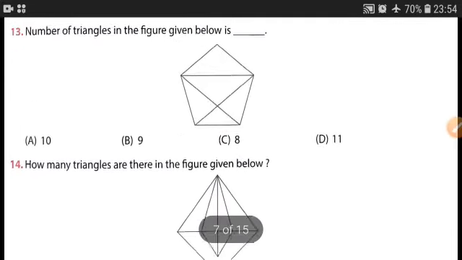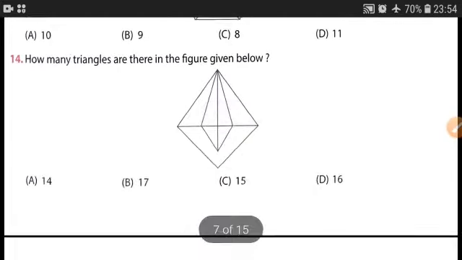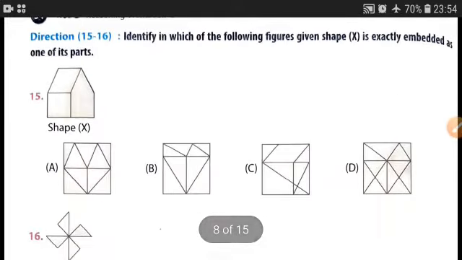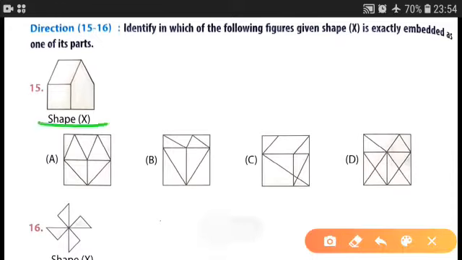These are some same type of questions. You have to count the number of triangles. Okay, coming to question number 15. Identify in which of the following figures the given shape X is exactly embedded as one of its parts. This is the shape X we have, and we have to find out in which of the following 4 figures this shape is embedded.